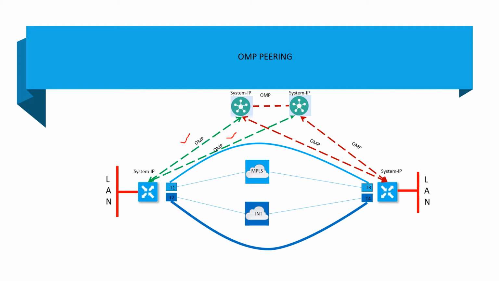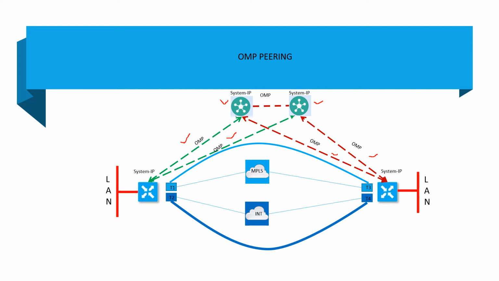Similarly, the case with another vEdge. It is going to have two OMP peerings to two vSmarts. And the same OMP peering is also going to be there between the vSmarts. So if you have multiple vSmarts in your network, they are going to run the OMP peering in a full mesh way.